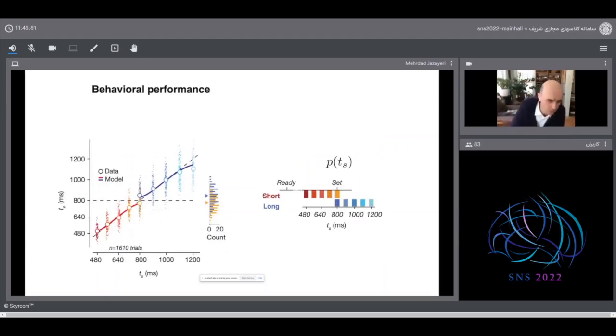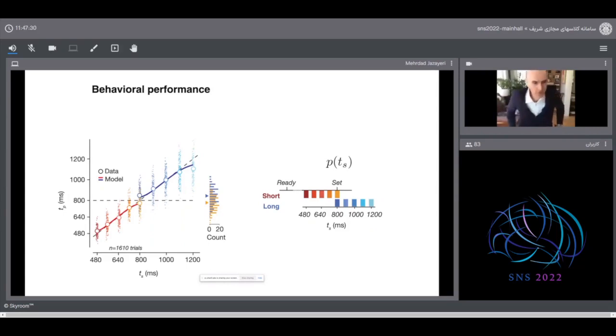I'm plotting for you the produced interval on the y-axis, TP, as a function of the sample interval on the x-axis, TS. In red and blue shades are the two prior conditions. The small dots are individual trials and the large open circles are the averages. What you can appreciate is that generally the produced intervals increase almost linearly with the sample intervals. But for both the short and the long interval, there are biases away from the diagonal towards the respective mean of the two priors.